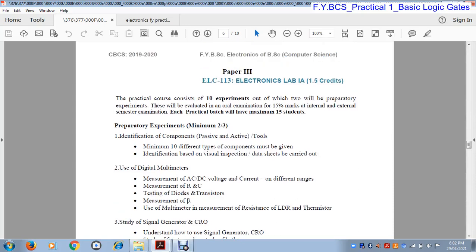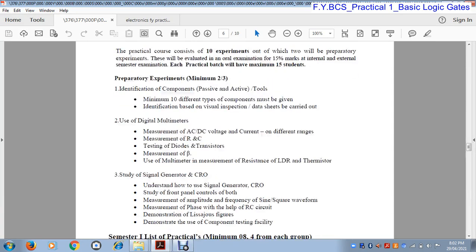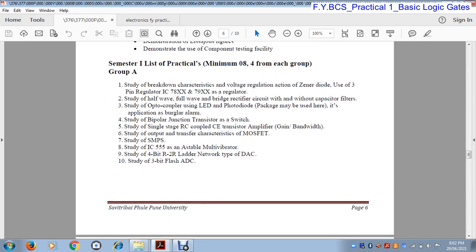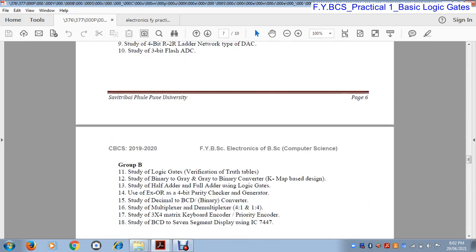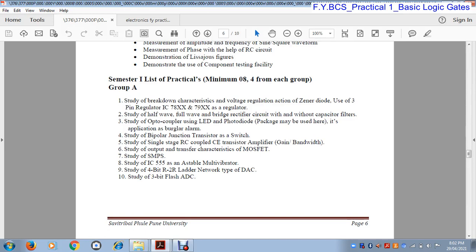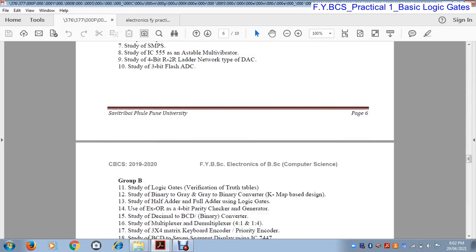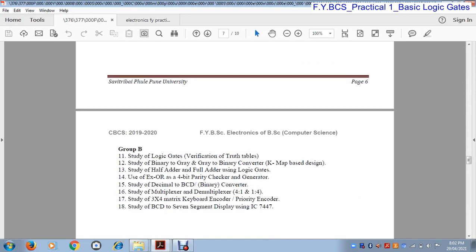Hello students, today we are going to see paper 3 of electronics, which is a practical course. In this practical course there are two groups, group A and group B. Group A contains analog practicals and group B contains digital practicals.